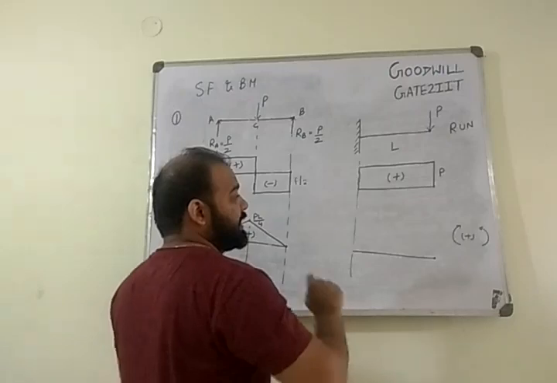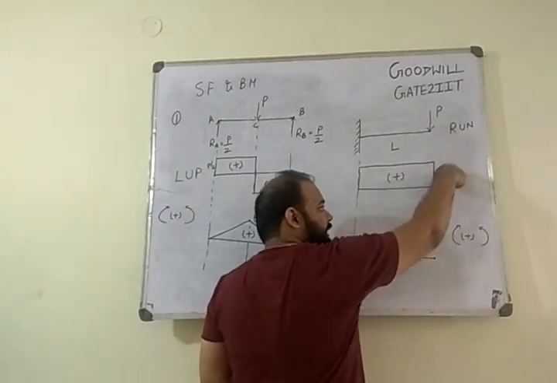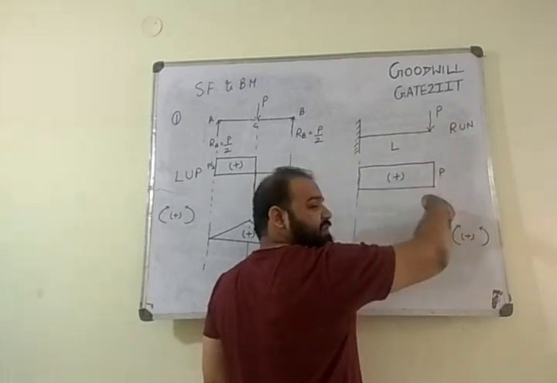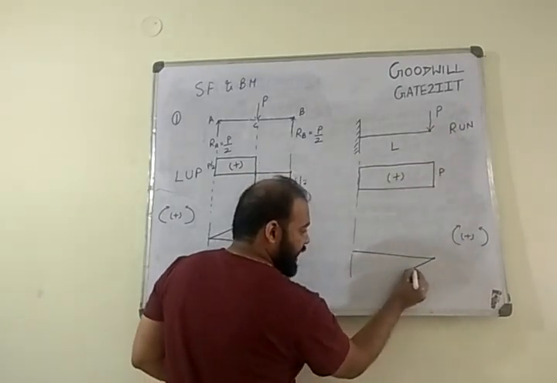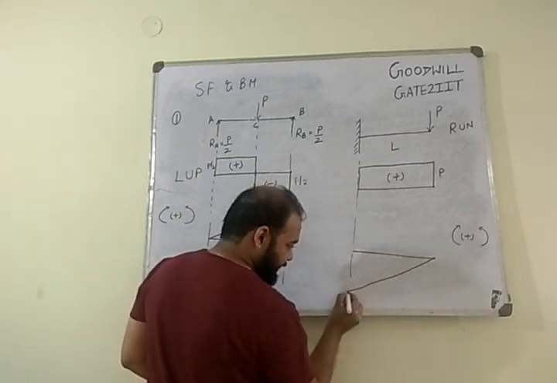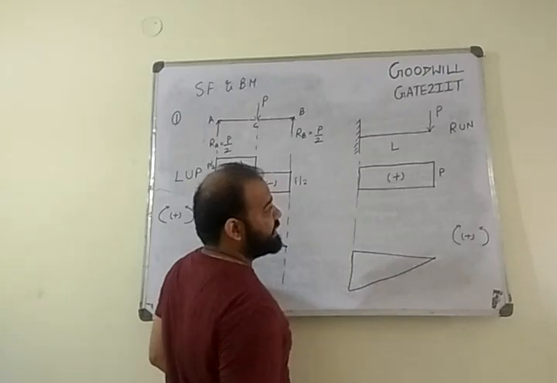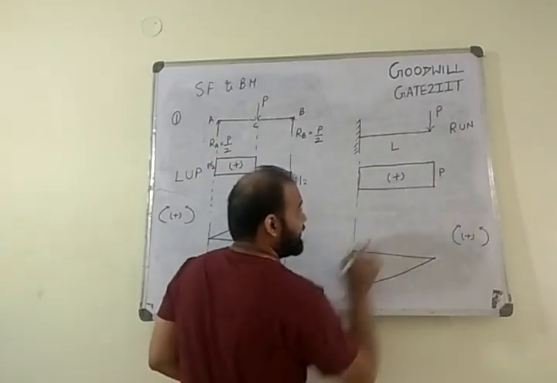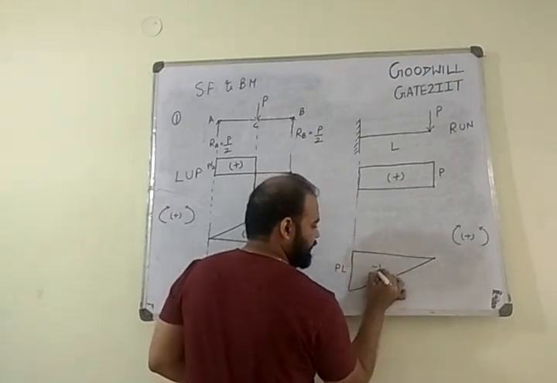Now the question is, is it positive or negative? Because I'm tracking the right hand side and the force is coming in this direction, is it positive or negative? It is negative, right? And linear, negative. So I'll start with 0. I'll go with a straight line, that is linear, and I'll reach my fixed end. And what is the magnitude? Here I'll say P into L, and we'll say it is negative.